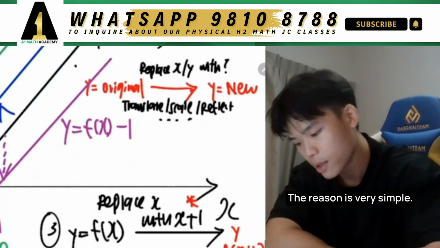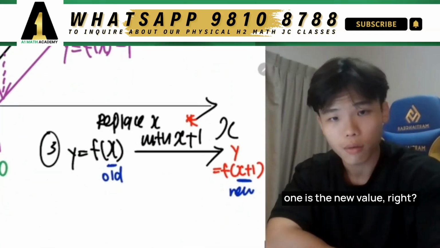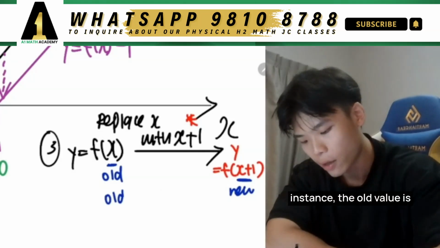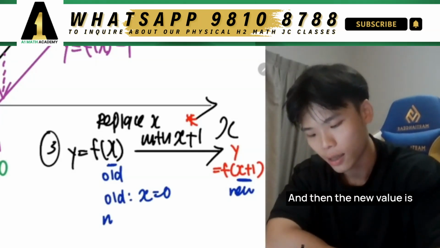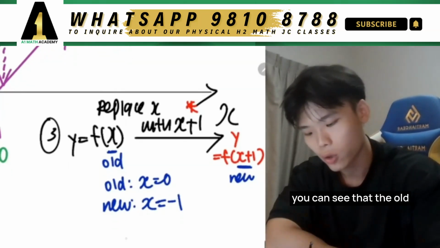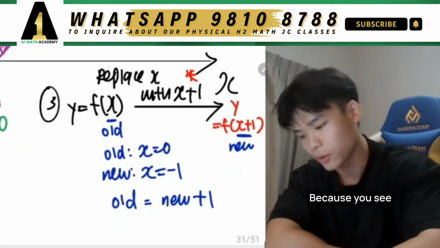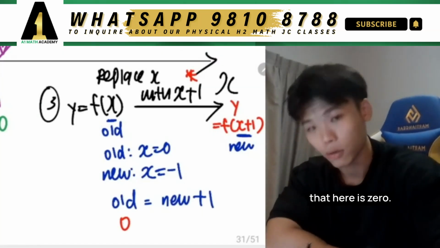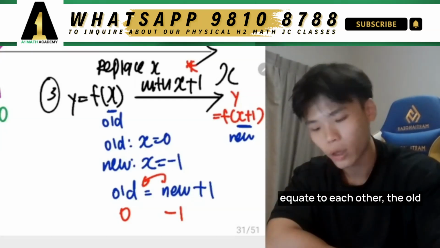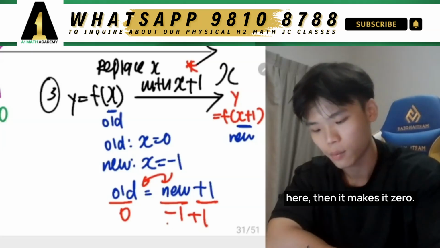The reason is very simple. This one is the old value, this one is the new value, right? If I want to shift everything to the left, for instance, the old value is x equals 0, and the new value is now x equals negative 1. When I shift it to the left, you can see that the old value equals the new value plus 1, because here is 0, and now here is minus 1, because I shifted to the left. So in order for them to equate to each other, the old must be the new plus 1, because when I plus 1 here, it makes it 0.